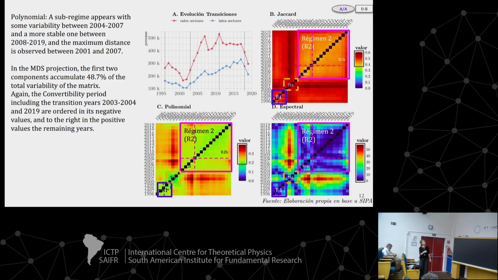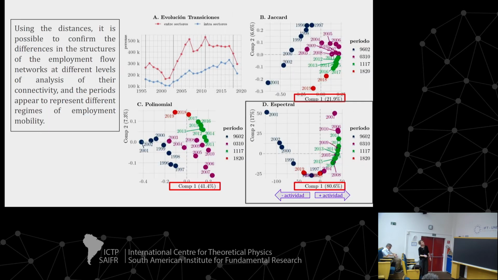So what does it say? It suggests for us, here I show again how the MSD analysis maps into the components. And it is possible to confirm that the differences in the structure at different levels of analysis appear to represent different regions.